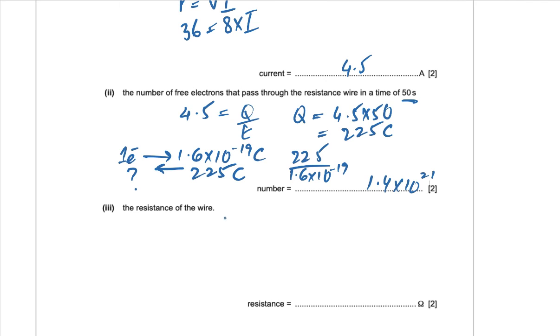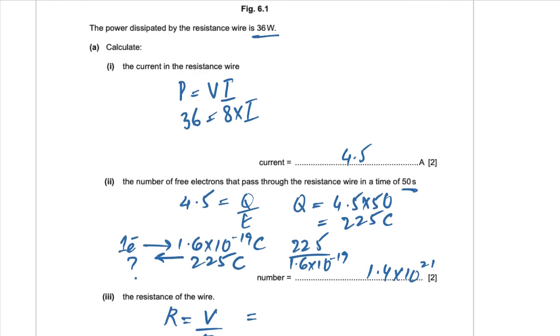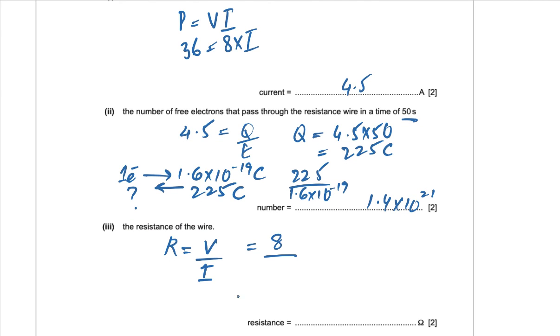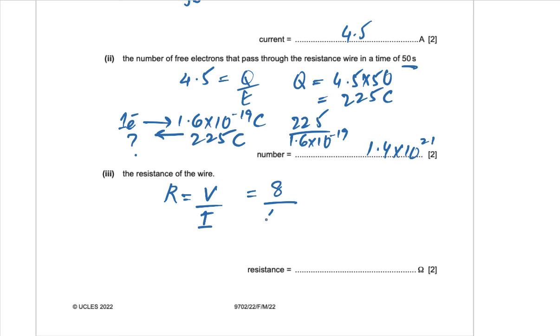Part 3, the resistance of the wire. So resistance is equal to PD across the wire divided by the current through the wire. The PD across the wire is going to be the EMF of the battery, that is 8 volts, divided by the current that you calculated in the previous part, that is 4.5. So this is equal to 1.8 ohms.